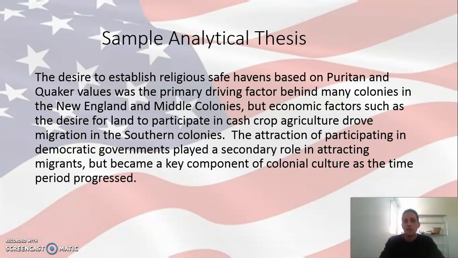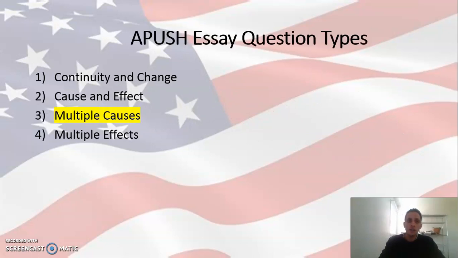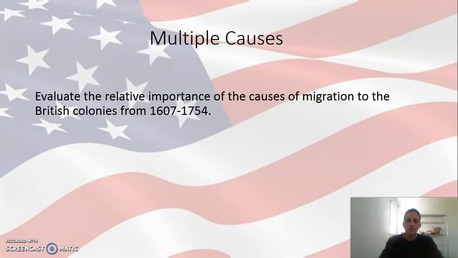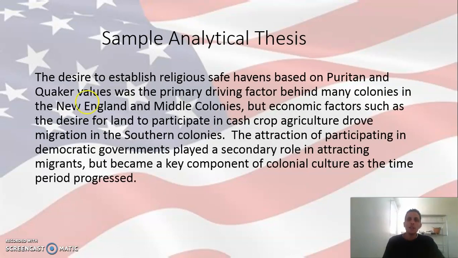But I think the key that makes this perfect for the multiple causes style of question is that this has a two-sentence thesis, which is probably an easy way to set up a question like this. And a lot of these questions call for a two-sentence thesis. The first sentence is talking about what they believe are the major primary causes and why.